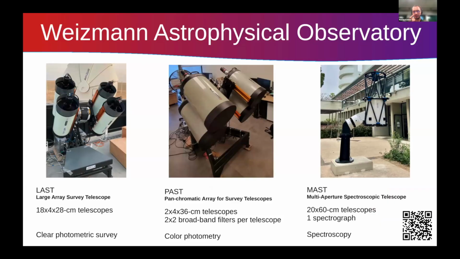But furthermore, LAST is not alone. It will be at the Weizmann Astrophysical Observatory together with its siblings, PAST and MAST. So we have LAST, PAST, and MAST. LAST will do the clear photometry survey. PAST is also 4 telescopes on one mount, but each with broad-band filters. So this will do color photometry. And then MAST is a multi-aperture spectroscope. So multiple telescopes feeding into one spectrograph. And this will do spectroscopy.